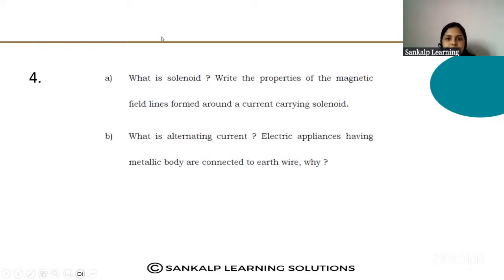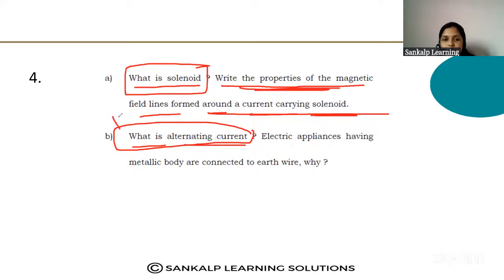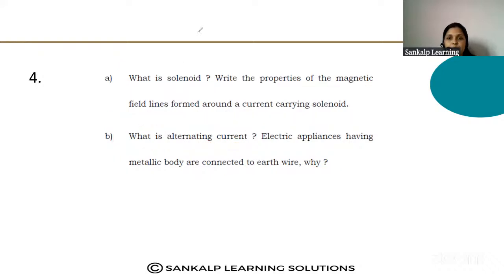Next question. What is a solenoid? Write the properties of magnetic field lines formed around a current carrying solenoid. Next question: what is alternating current, and why are electric appliances having a metallic body connected to the earth wire? Alternating current, AC motor and DC motor topics are removed from your syllabus, so no need to read this.